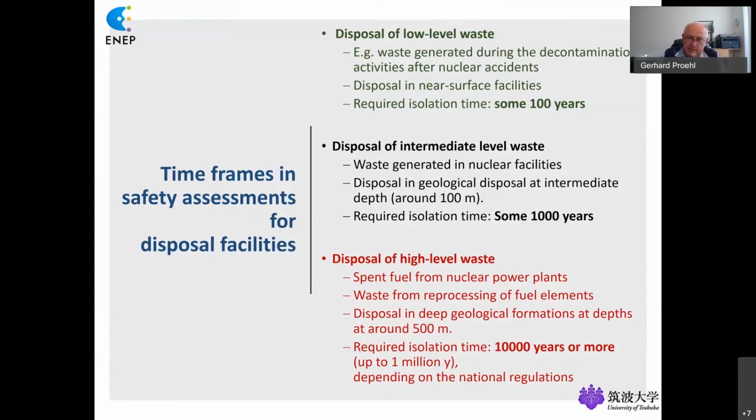The biggest problem is related to the disposal of high-level waste, and this is from spent fuel from nuclear power plants and waste from reprocessing of fuel elements. Here disposal in deep geological formations at depths of around 500 meters is needed. And the required isolation time is 10,000 years or more, and in some countries even an isolation time of up to 1 million years is required.